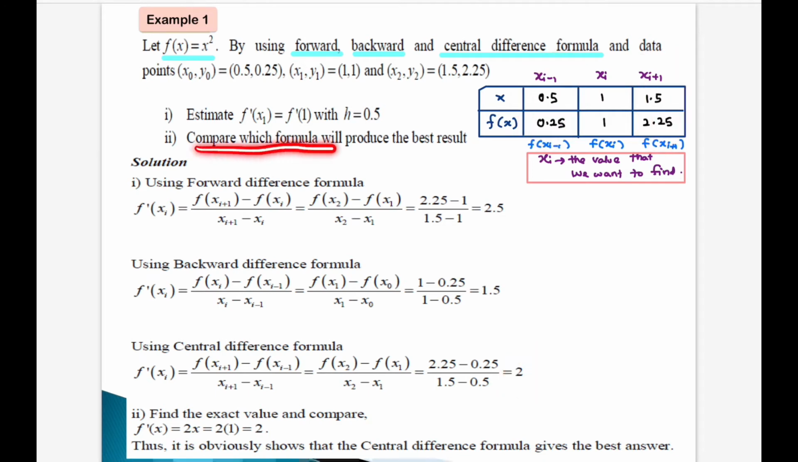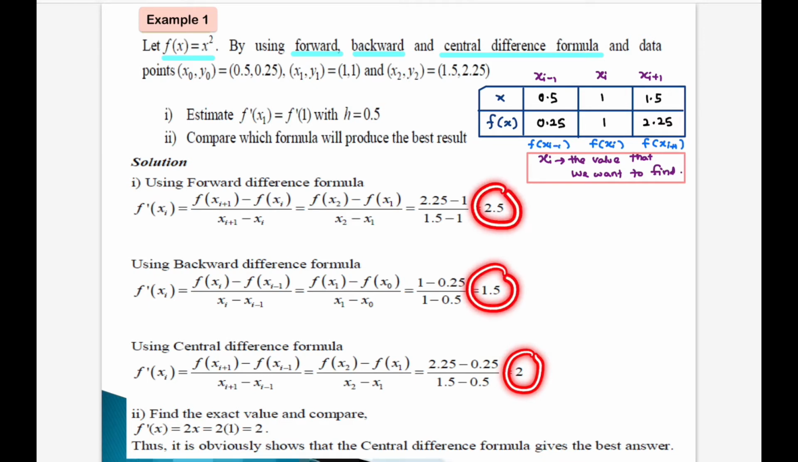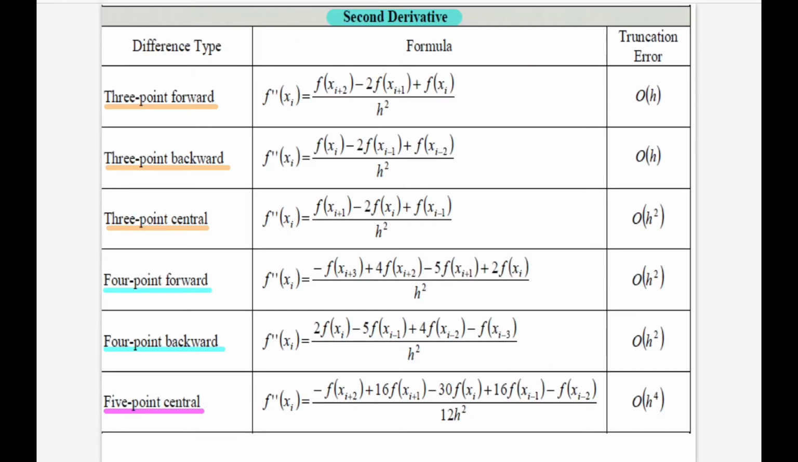Question number 2, compare which formula will produce the best result. You have to find the exact value and compare. This is your f(x). Differentiate this analytically, you will get 2x. Substitute x with 1, we get 2. Just compare with the numerical differentiation just now. It obviously shows that the central difference formula gives the best answer. 2 equals 2. So this is the formula for the second derivative, f double prime.